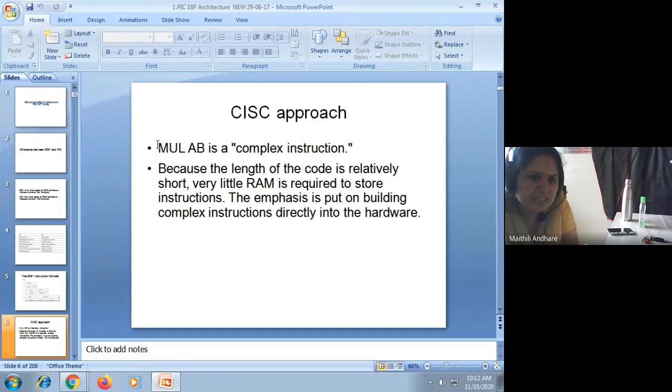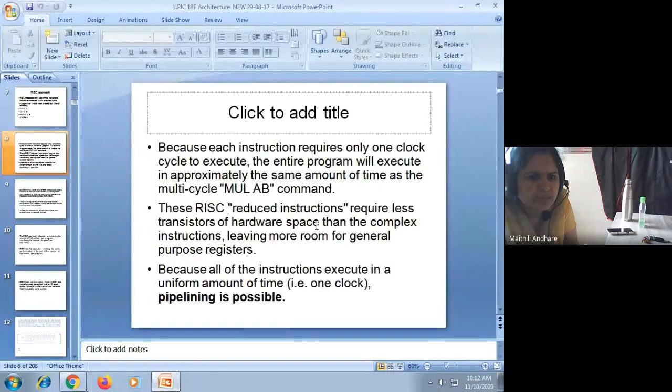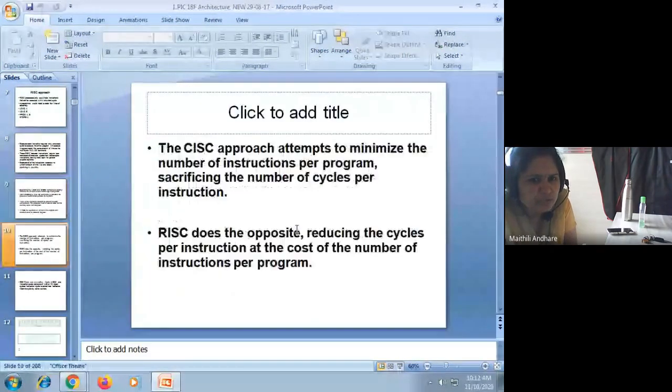But if the instructions are available and they come under the category of, suppose, complex instructions, the number of machine cycles required to execute those instructions is more. So that is also a disadvantage. So RISC and CISC, the basic difference between them: whatever PIC microcontroller we are going to study comes under the RISC architecture.